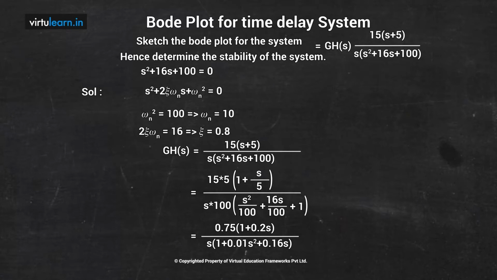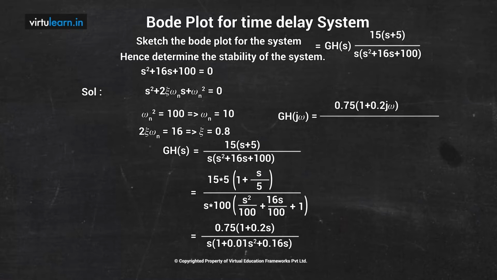Now you can substitute s equal to j omega to get the sinusoidal transfer function. Therefore the sinusoidal transfer function G H of j omega has, in the numerator, 0.75 into 1 plus 0.2 j omega, and upon the denominator j omega. When you substitute s equal to j omega, the s square term is going to be minus. So the real part in the quadratic term is 1 minus 0.01 omega square plus j 0.16 omega. This is the sinusoidal transfer function in time constant form. Once this is available, we will start with the magnitude plot.